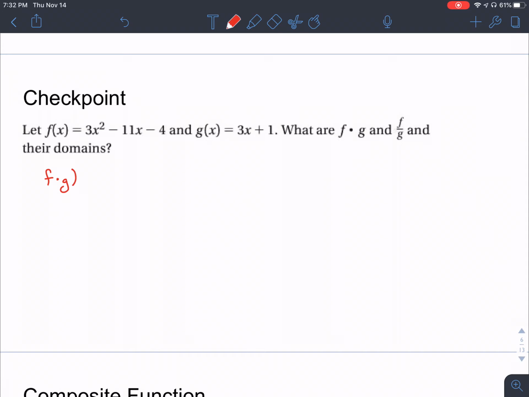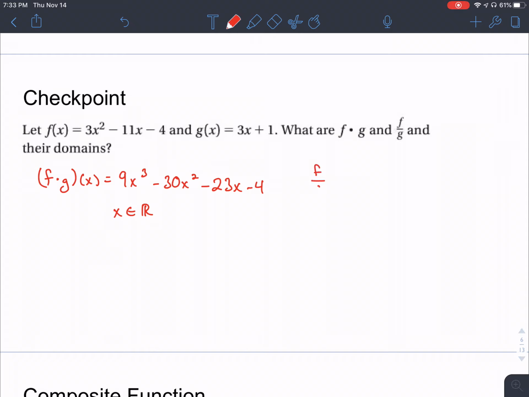So f times g of x ends up being 9x cubed minus 30x squared minus 23x minus 4, where the domain is all real numbers. So we can say that x is an element of all real numbers.